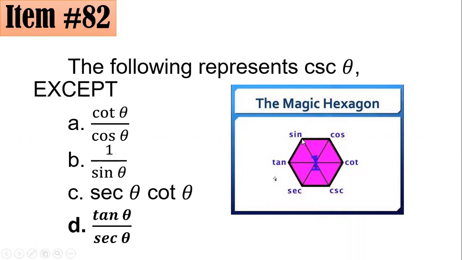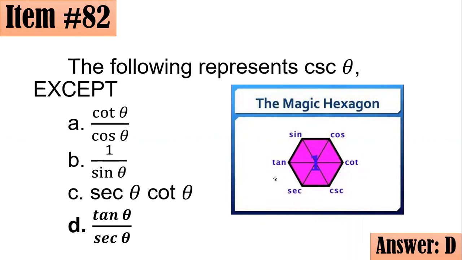Yung sine ay equal sa product ng tangent at cosine. Yung cosecant is equal sa product ng secant at saka cotangent. And here, cosecant theta is indeed equal to secant times cotangent. A, B, and C are correct. D is wrong. Tangent over secant is sine. Sine equals tangent over secant. So sine po ito. So D po yung iba sa lahat. Letter D.